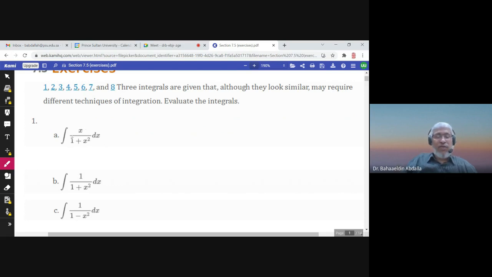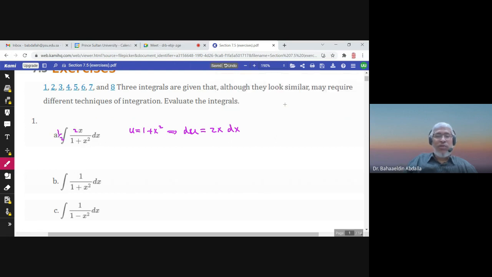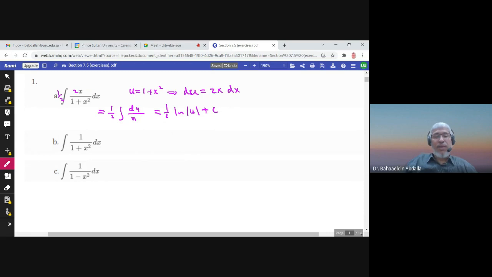So if you look at the first integral, if you take u equals 1 plus x squared, then du would be 2x dx, and you can easily solve this integral. It would be equal to half, 2x dx as du over u, and you continue: half ln absolute value of u plus c, and then you write u as x. u would be 1 plus x squared. So we can solve the first integral by substitution.